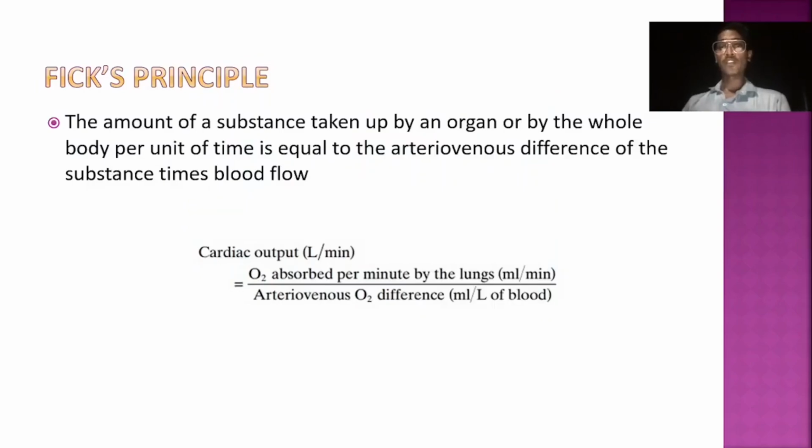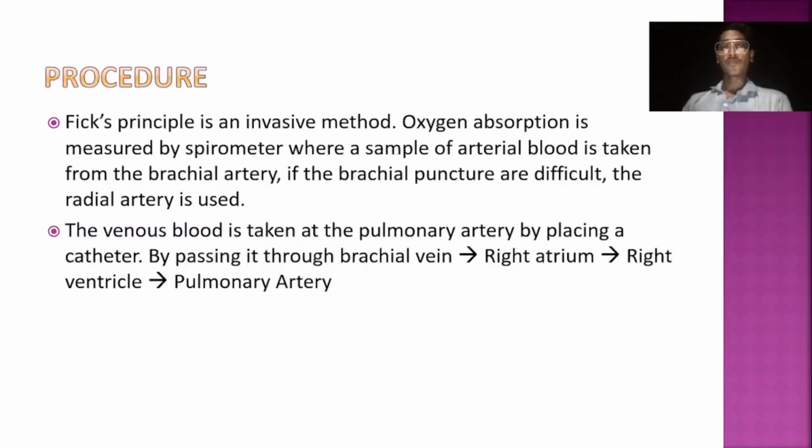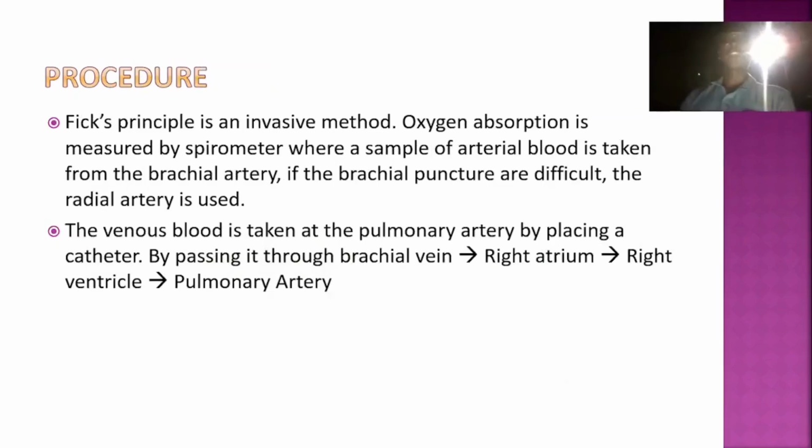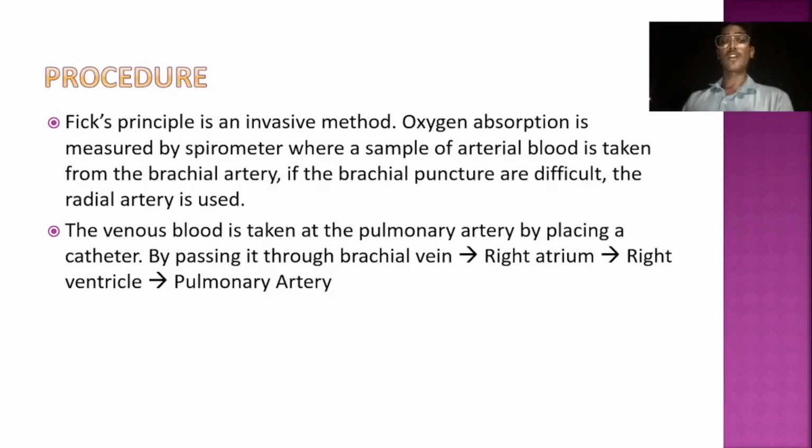The Fick principle is where we take oxygen consumption per unit of time, equal to the arteriovenous difference, and also the difference in oxygen, which gives the cardiac output. The procedure uses a brachial vein and the right atrium. When a catheter is passed through the brachial artery, we use it to assess the pulmonary artery.